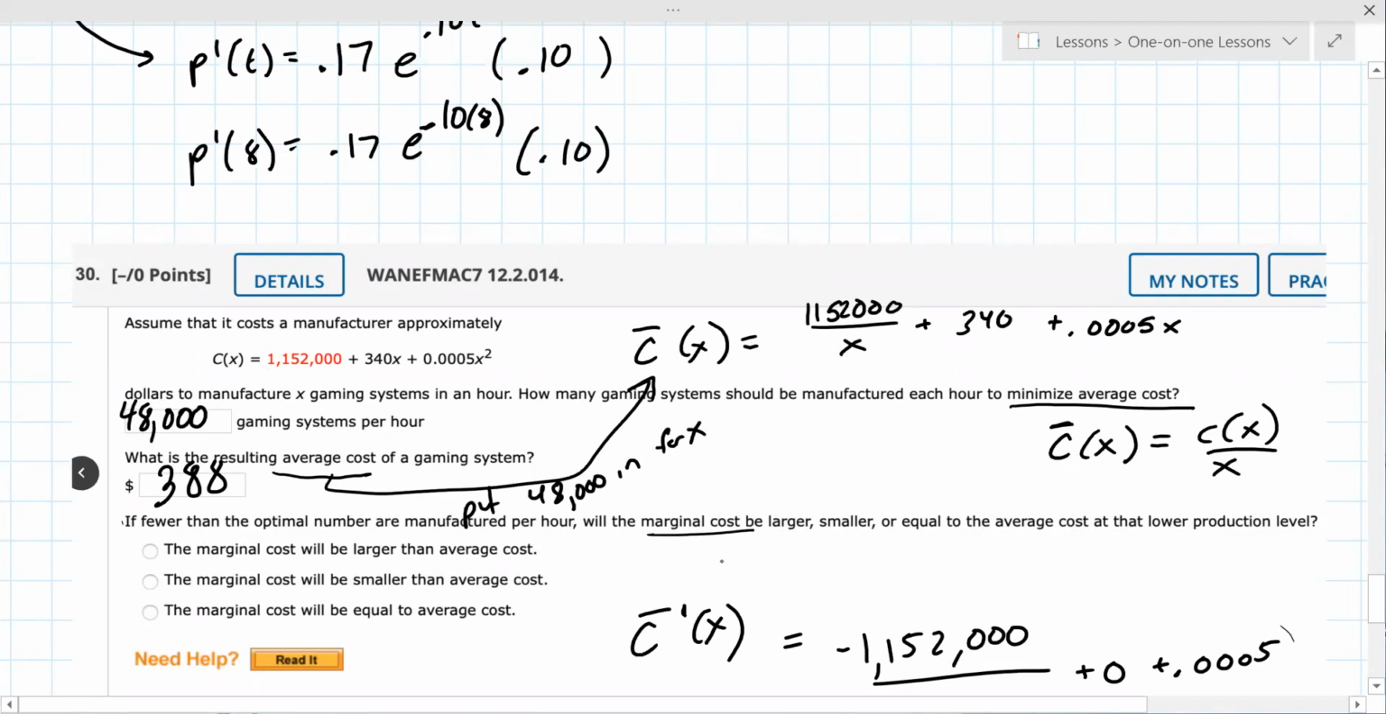So let's do that. The marginal cost is C prime of x, and that's 340 plus 0.0005x. Then you could put that 48,000 in here, and whatever that number is, we're going to compare it to that number and see which is bigger, which is smaller. Okay, so let me do that here. It ends up being 364. C prime of 48,123 equals 364.